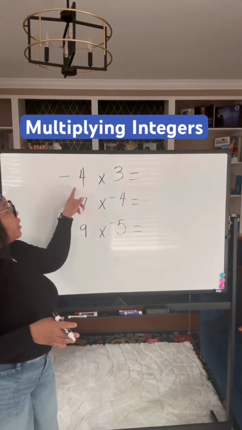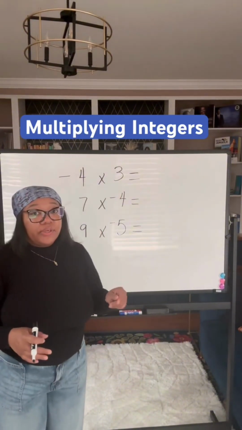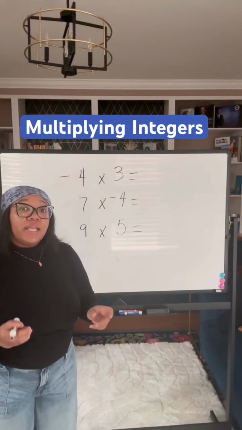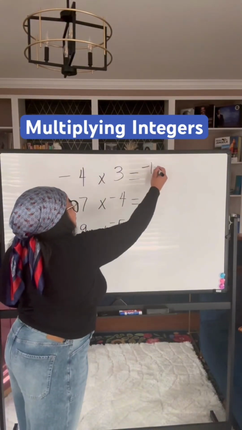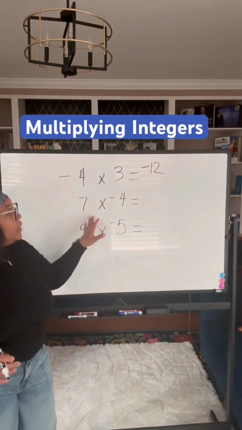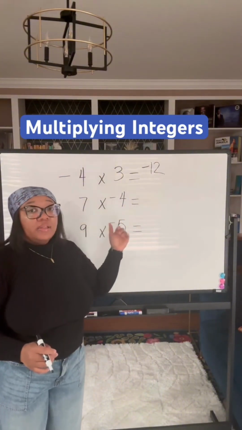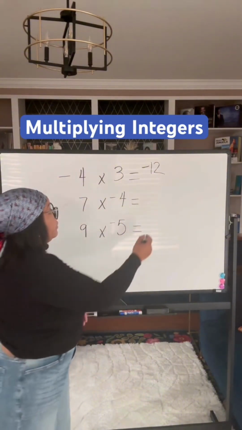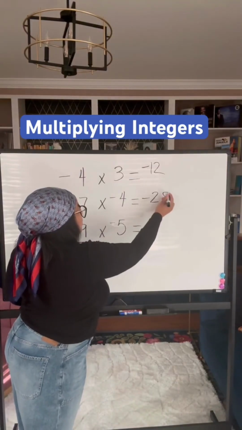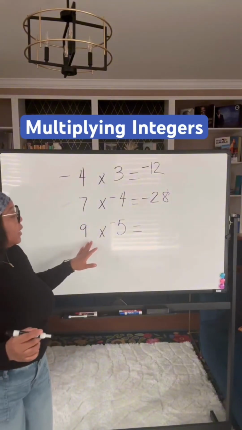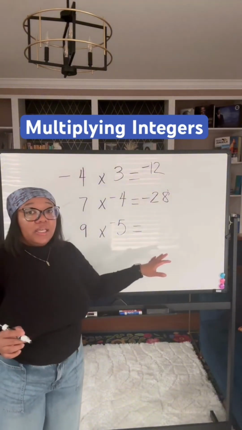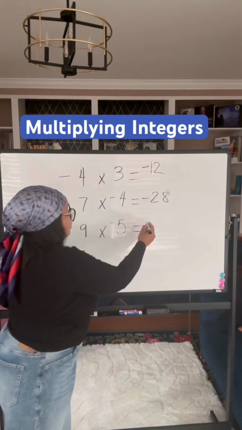Right here we have negative 4 times a positive 3. That answer is going to give us a negative 12. And 7 times a negative 4, we have a positive times a negative. That's going to get us a negative 28. Positive 9 times a negative 5 is going to get us a negative 45.